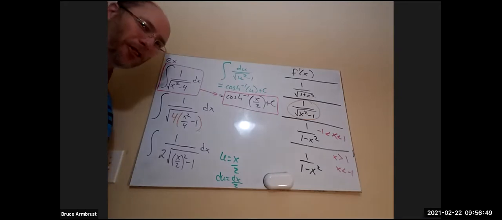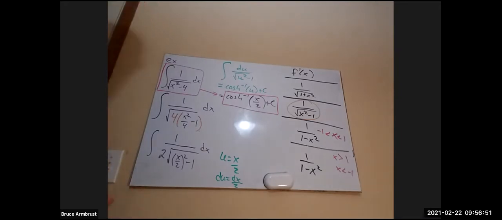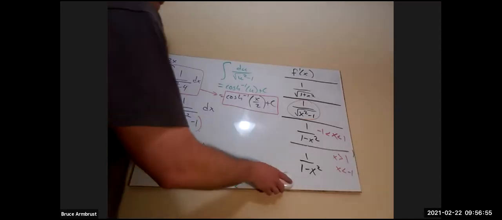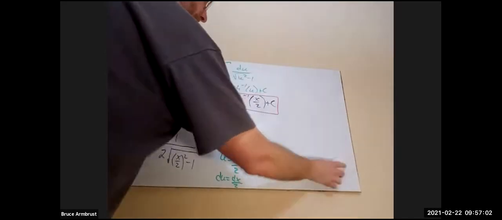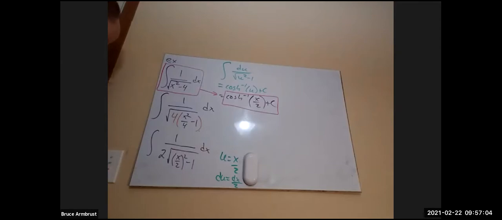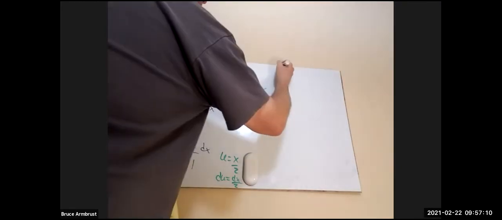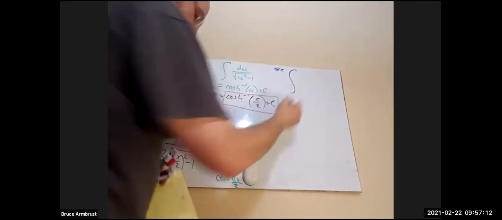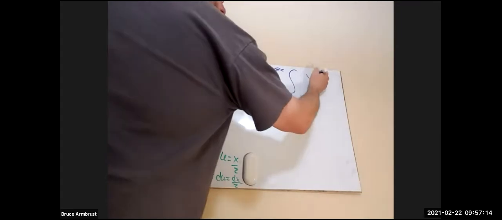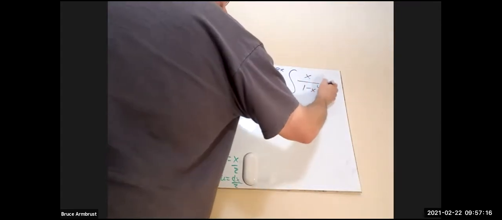All right, so let me show you another one. That leads to a different inverse trig. But let's say we want to integrate this guy. We want to find the integral of x over 1 minus x to the 4th.